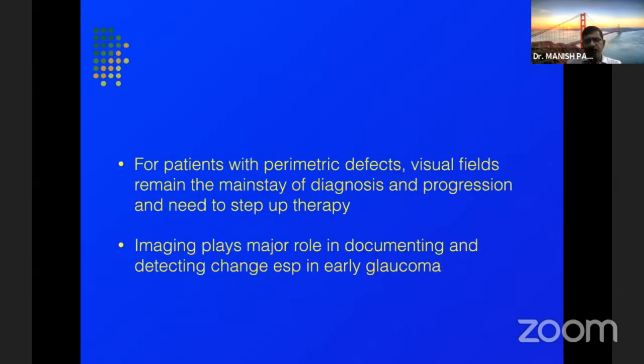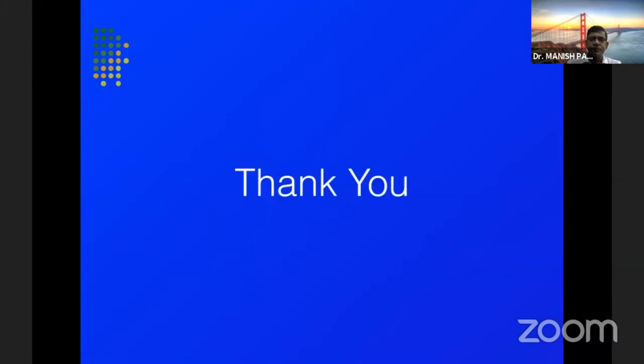So finally, for patients with perimetric defects, visual fields remain the mainstay of diagnosis and progression and the need to step up the therapy. Imaging does play a major part in documenting and detection of change, especially in early glaucomas. Thank you for the opportunity.